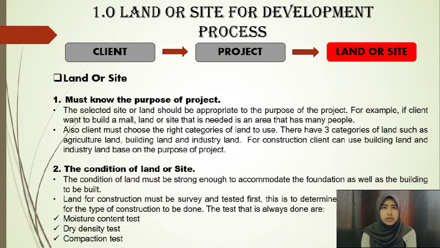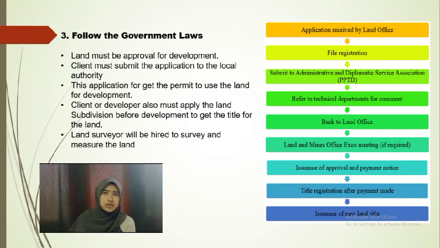Therefore, to do the constructions, the land or site must be tested or surveyed first. This test or survey is to determine the suitability of soil for the constructions to be done. The tests that are always done are moisture content test, dry density test, and compaction test. Land or site to be used must follow the government's law. For development, the lands must be approved.